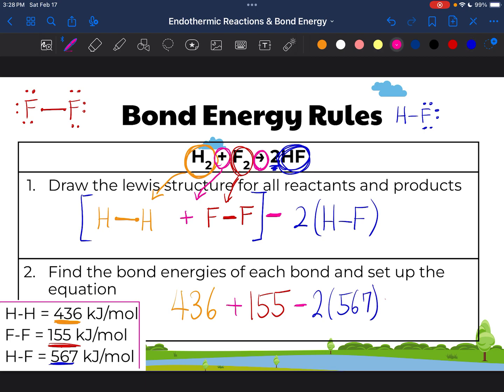Now, if you plug it in, the value you'll get is negative 543 kilojoules per mole. That is the value you will get after the calculation. So make sure that you check your calculation. And the most important thing is check your Lewis structure. If you draw it incorrectly, then plugging in will be hopeless. Also, since it's a negative value, this would be an exothermic reaction.